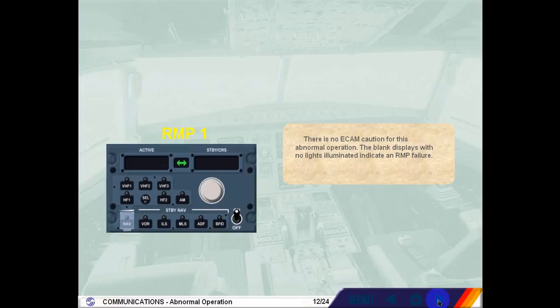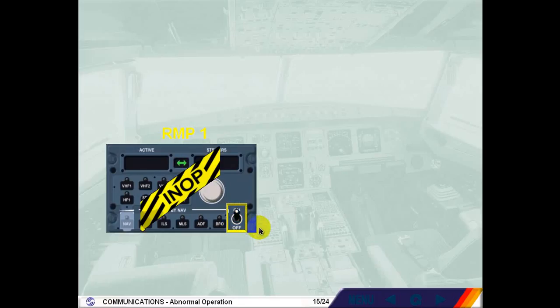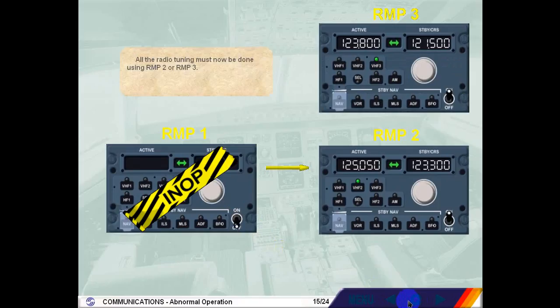Turn off RMP 1. All the radio tuning must now be done using RMP 2 or RMP 3. Select VHF 1 on RMP 2. Notice that the selector light is illuminated because RMP 2 is being used to tune VHF 1. Now let's look at another failure.